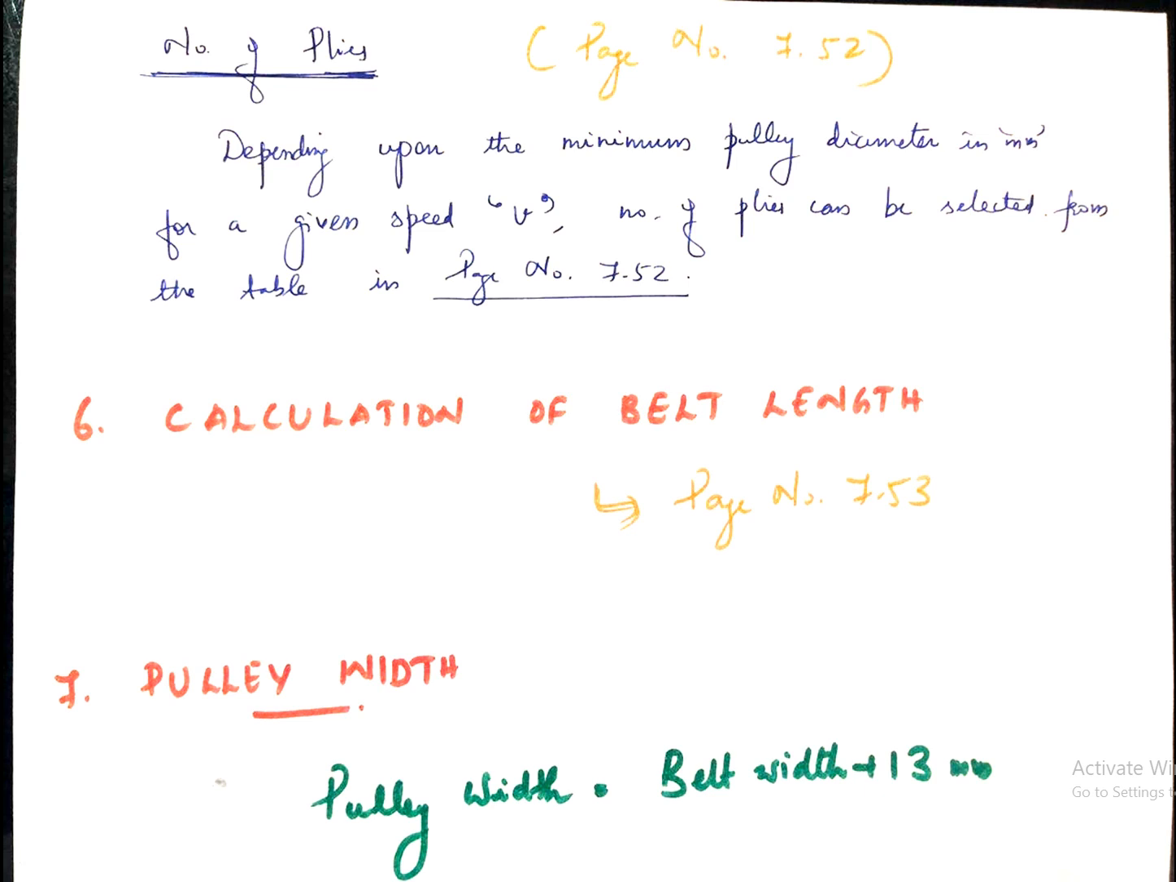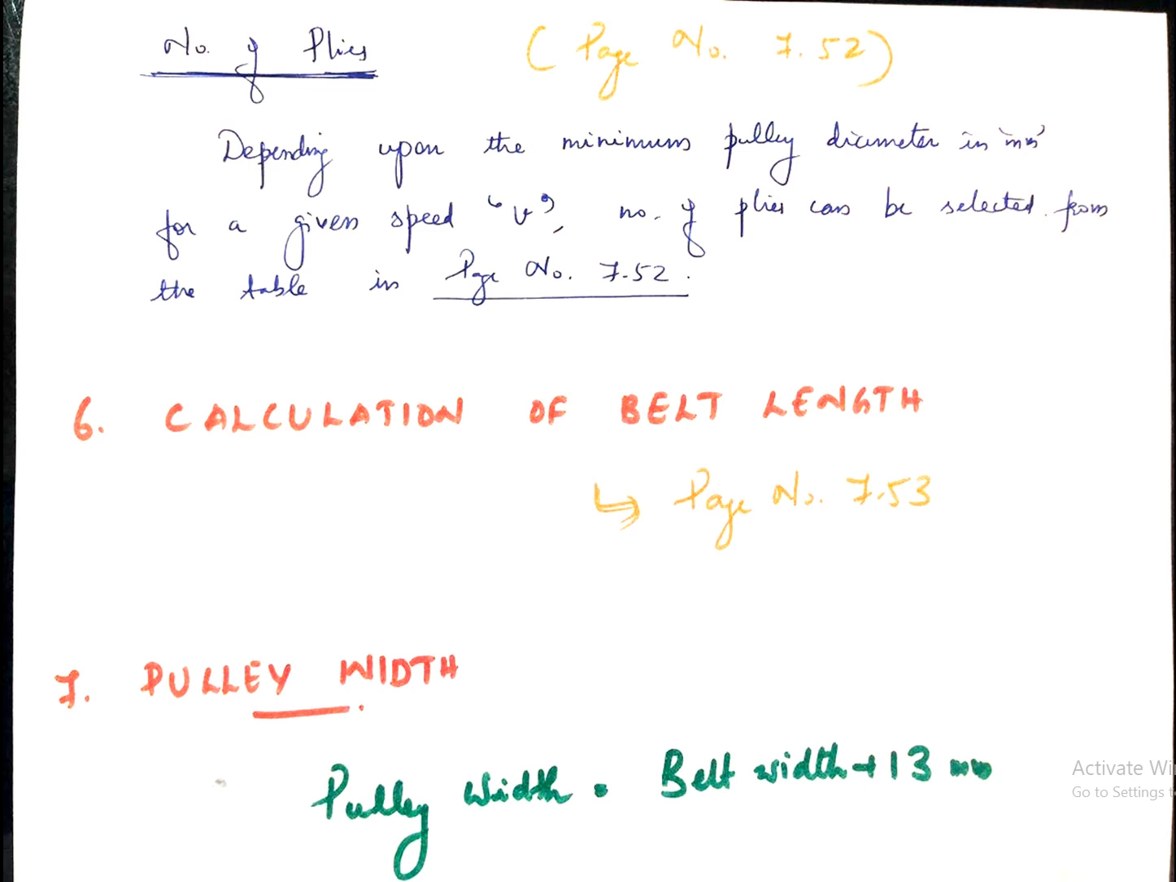At 7.52, at the bottom left corner, you will be getting a table. There, depending upon the minimum pulley diameter, mind you, it is a minimum pulley diameter, and the given speed velocity, which is the axial speed velocity, it is shown in the table. Depending upon the speed, you may select the number of plies. I'll show all these things in the coming problem. If you use these values, you will get the number of plies. It will be 1, 2, 3, or 3, 4, or something, whatever it is, you will get the value.